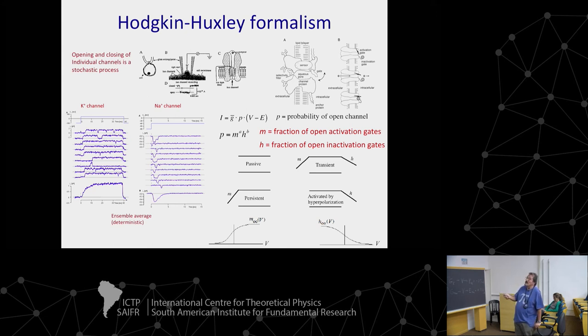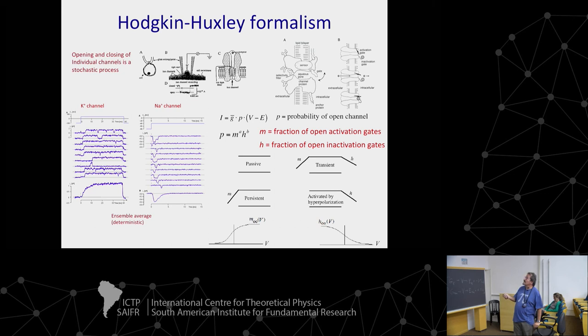This could be modeled in the Hodgkin-Huxley formalism by just this same equation: G bar, which is the maximal conductance, times P times (V minus E). P is the probability. Now we would say that instead of just being a fraction of G bar, this is the probability of an open channel, and this probability is given by the product of two terms. M is the fraction of open activation gates, and H is the fraction of open inactivation gates, to, say, powers A and B. So you have basically four types of gates. You have passive gates, which have neither activation nor inactivation gates. That would be the leakage channel in the Hodgkin-Huxley model.